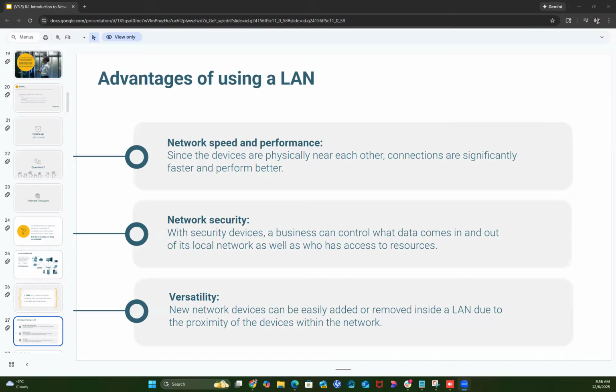And versatility: new network devices can be easily added or removed inside a LAN due to the proximity of the devices in the network.